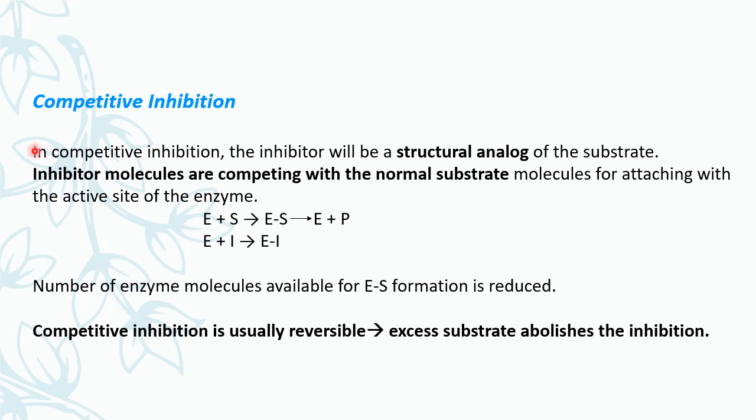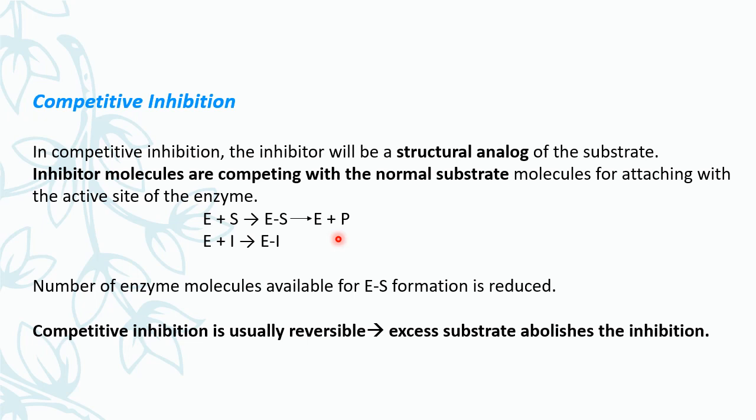Okay, so in competitive inhibition, the inhibitor will be a structural analog. One criterion is that it is a structural analog of the substrate. Inhibitor molecules compete with the normal substrate molecule for attaching to the active site of the enzyme. So E plus S can form the ES complex, which leads to enzyme plus product, and E plus I can form the EI complex, which leads to no product development.